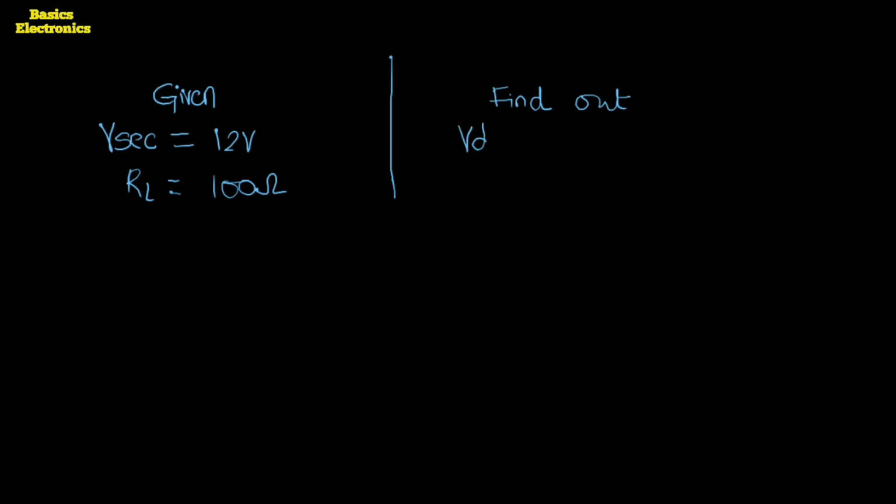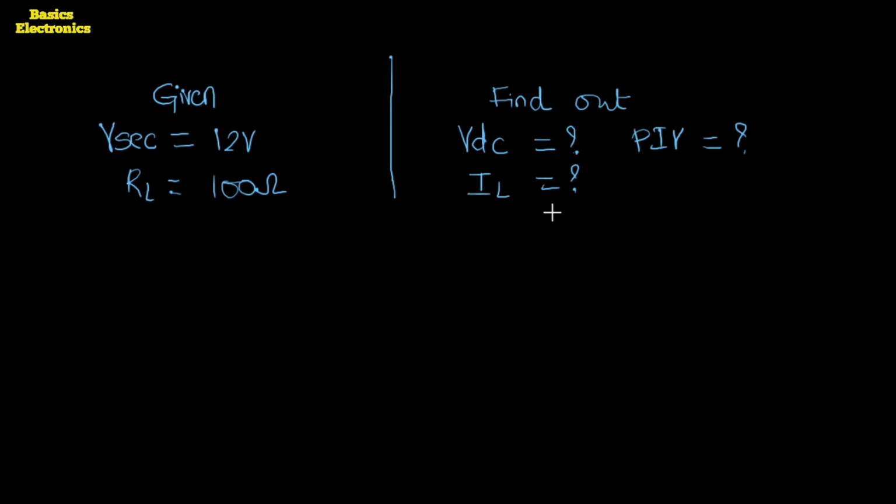First we have to find out the DC output voltage VDC. Here I am going to give a question mark. Then we have to find out the PIV, peak inverse voltage, the PIV rating of the diode. Due to space available on this screen, I am going to write down only PIV. After that we have to find out the load current IL. Okay, these three quantities we have to find out.